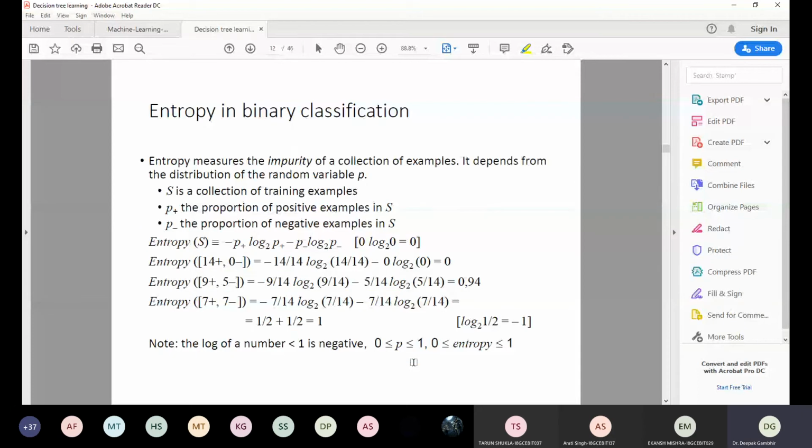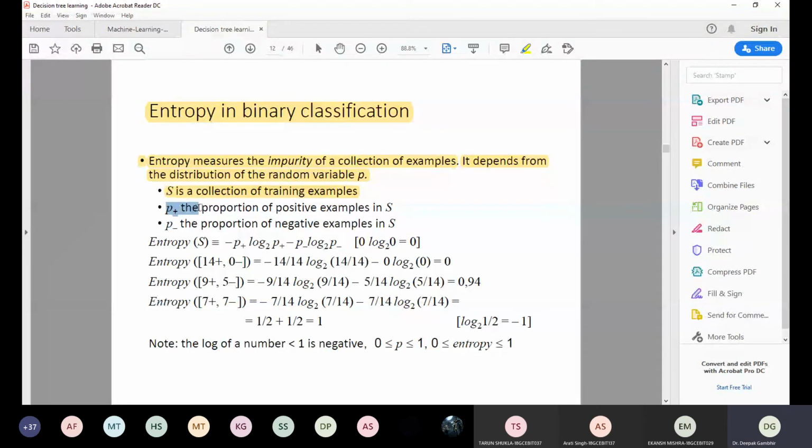So in binary classification, the entropy is the measure of the collection of examples, and it depends on the distribution of the random variable. For some random variable or some probability distribution, we will see how much impurity is present. Out of these, we will decide which one gives more information. Say S is the collection of training examples we have taken, P plus is the proportion of positive examples, and P minus is the proportion of negative examples.